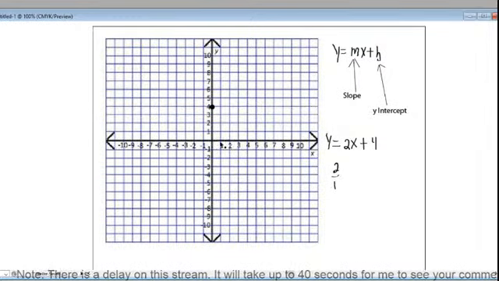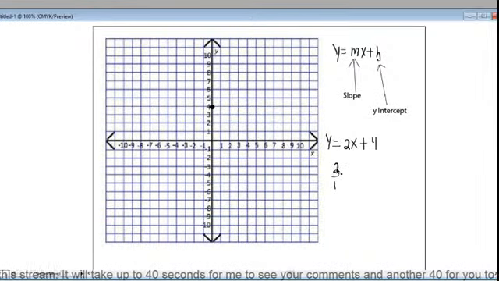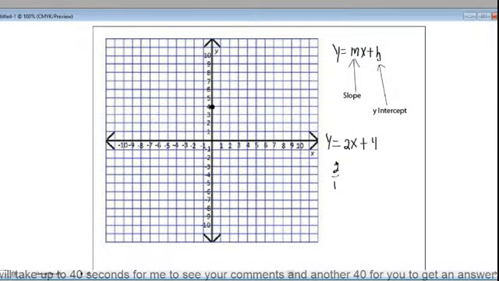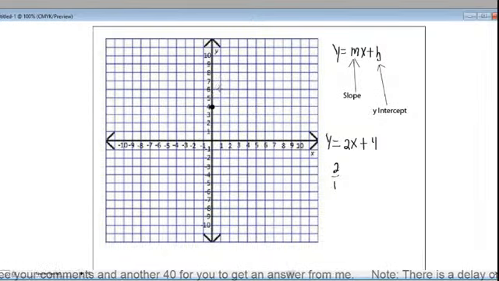And then where do we go from there? Well, we look at our slope. Our slope, again, tells us how much we change from one point to the next point. So this is telling us that we need to go from here up 2 and over to the right 1. So I will go up 1, 2, and over to the right 1. Here's my next point.